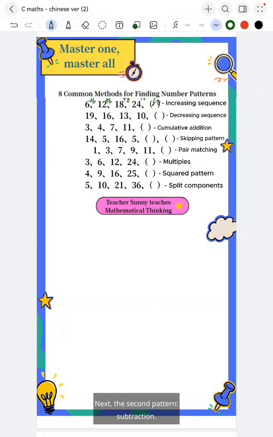Next, the second pattern, subtraction. It follows a set rule. For example, 90 and 60, 3 here, the pattern subtracts 3 each time. Yes, it's a decreasing pattern. So 10 minus 3 is 7, which we can find.